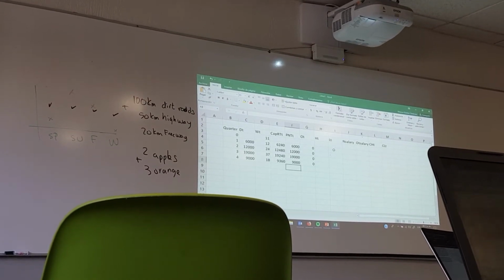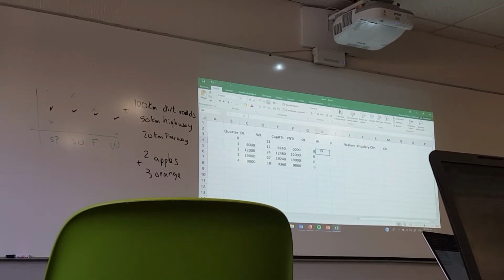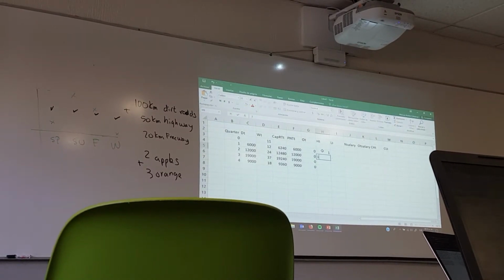Now, hires. Period number 1: 12. Period number 2: 12. Then 13, and 0, 0. Layoffs. Period 1: 0. You see, it's one or the other, right? Then 0, 0, 19, 19.